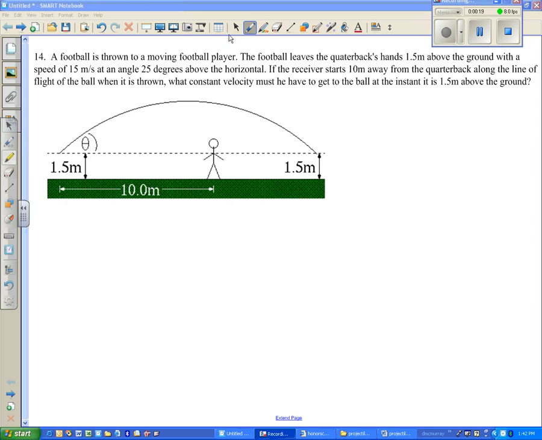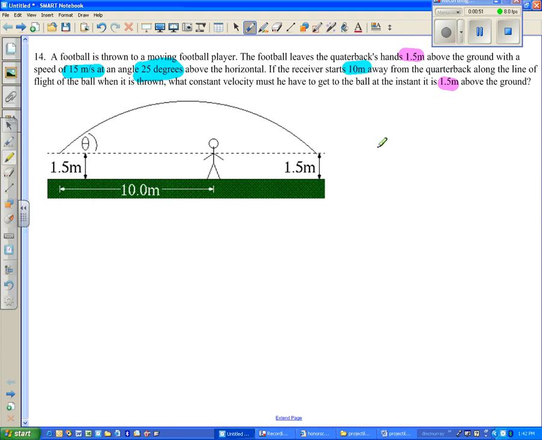First off, the quarterback's hands are 1.5 meters from the ground, as is the other person. So you see these two things that I highlight in red. They're extra information. They don't matter. So we can sort of discount those, right? Other things that are more important, I suppose, are the angle through which it's thrown, the speed with which it's thrown, and the fact that this receiver is 10 meters away.